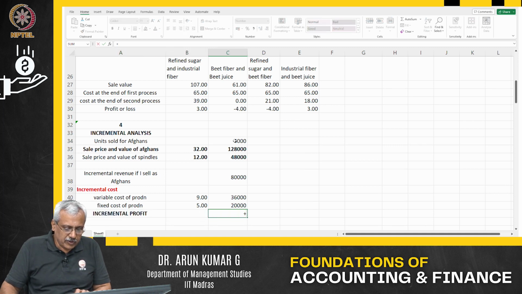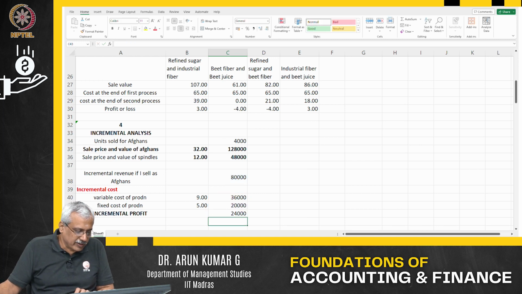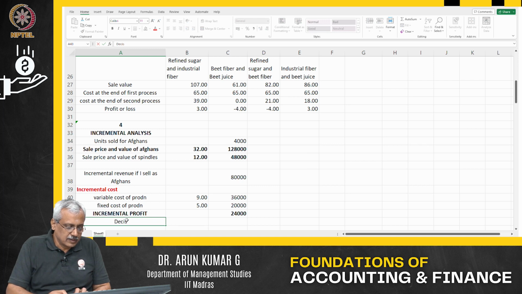My incremental profit is going to be 80,000 incremental revenue, my incremental cost is 36 and then 20. My incremental profit is going to be 24,000 if I manufacture Afghans. So the decision is to go ahead and manufacture Afghans, as it results in an incremental profit of rupees 24,000, or $24,000.